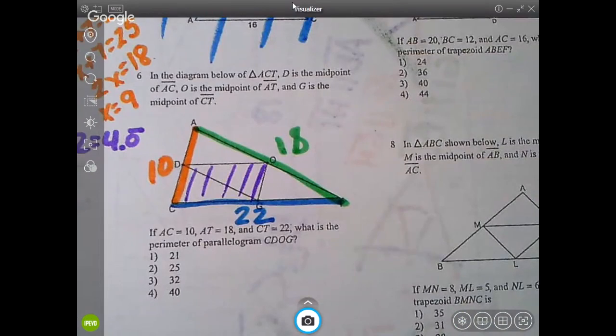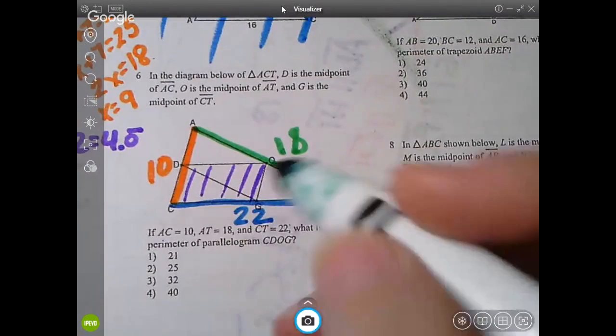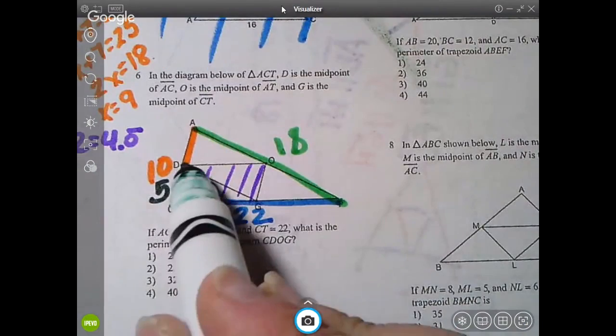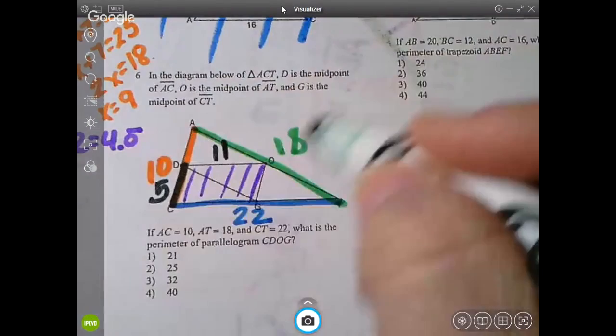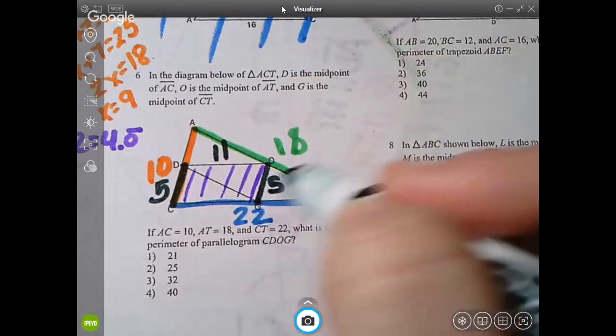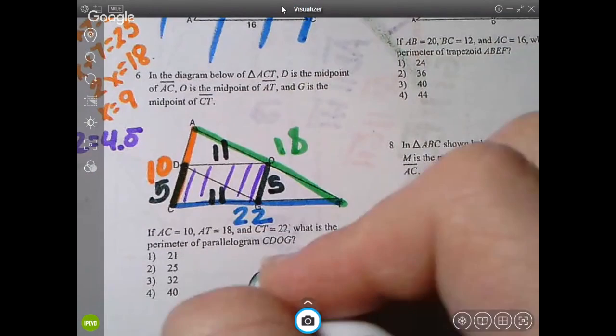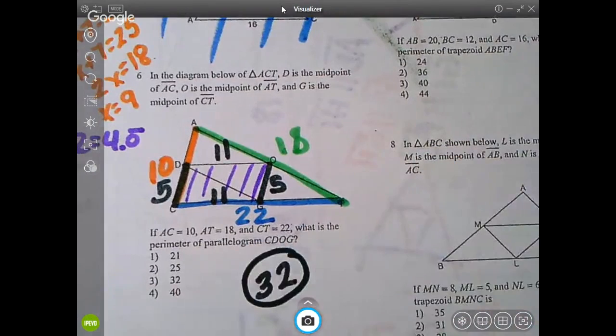So what do we need to know? Who's got ideas? Olivia? Which sides do you want to do first? CD, how long is CD? How did you get 5? Divided 10 by 2. Who can give me DO? How long is DO right here? Excellent. How long is OG? It's 32. And then this is 11. So you add 11 and 11 is 22. 22 and 10 is... Too fast, or do we need to do that again?